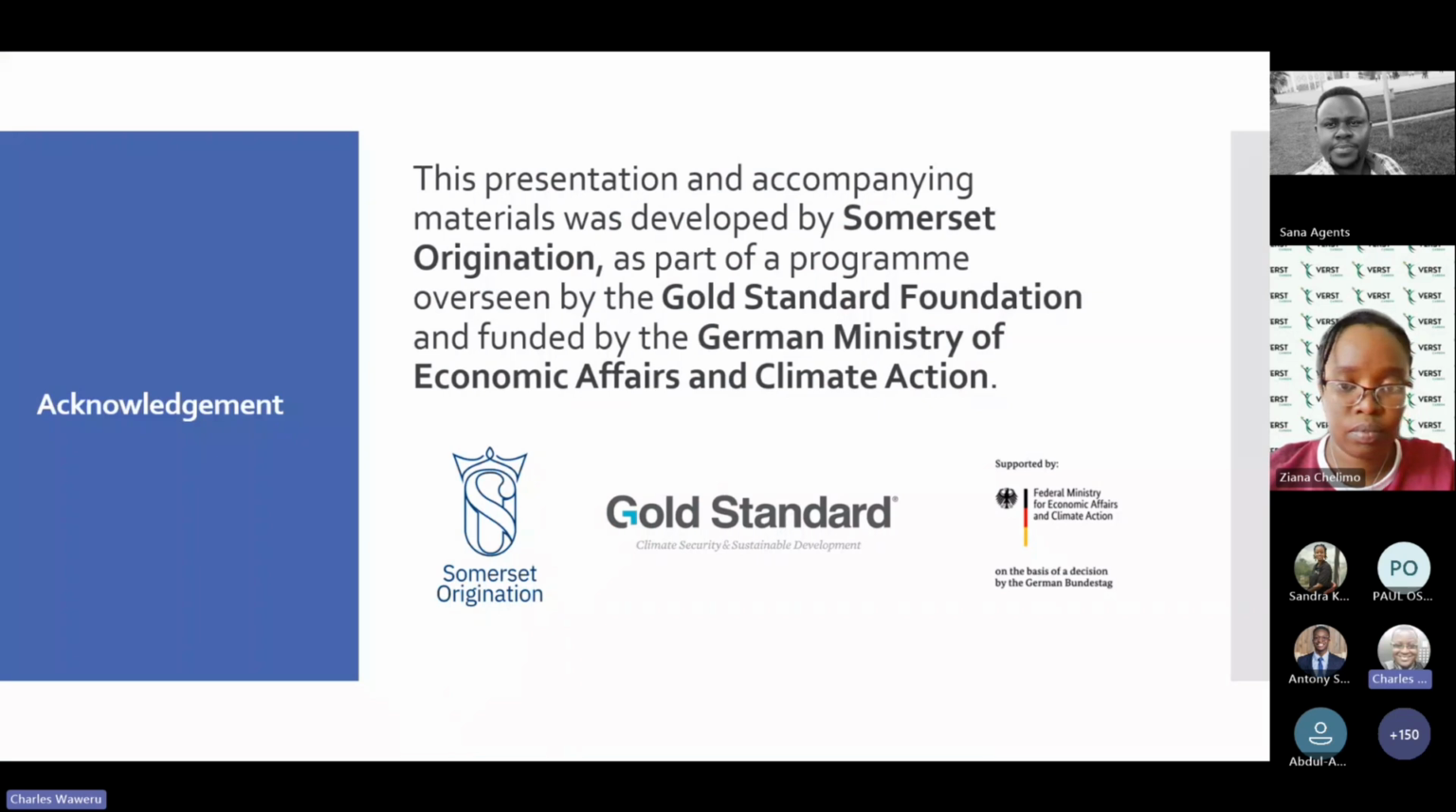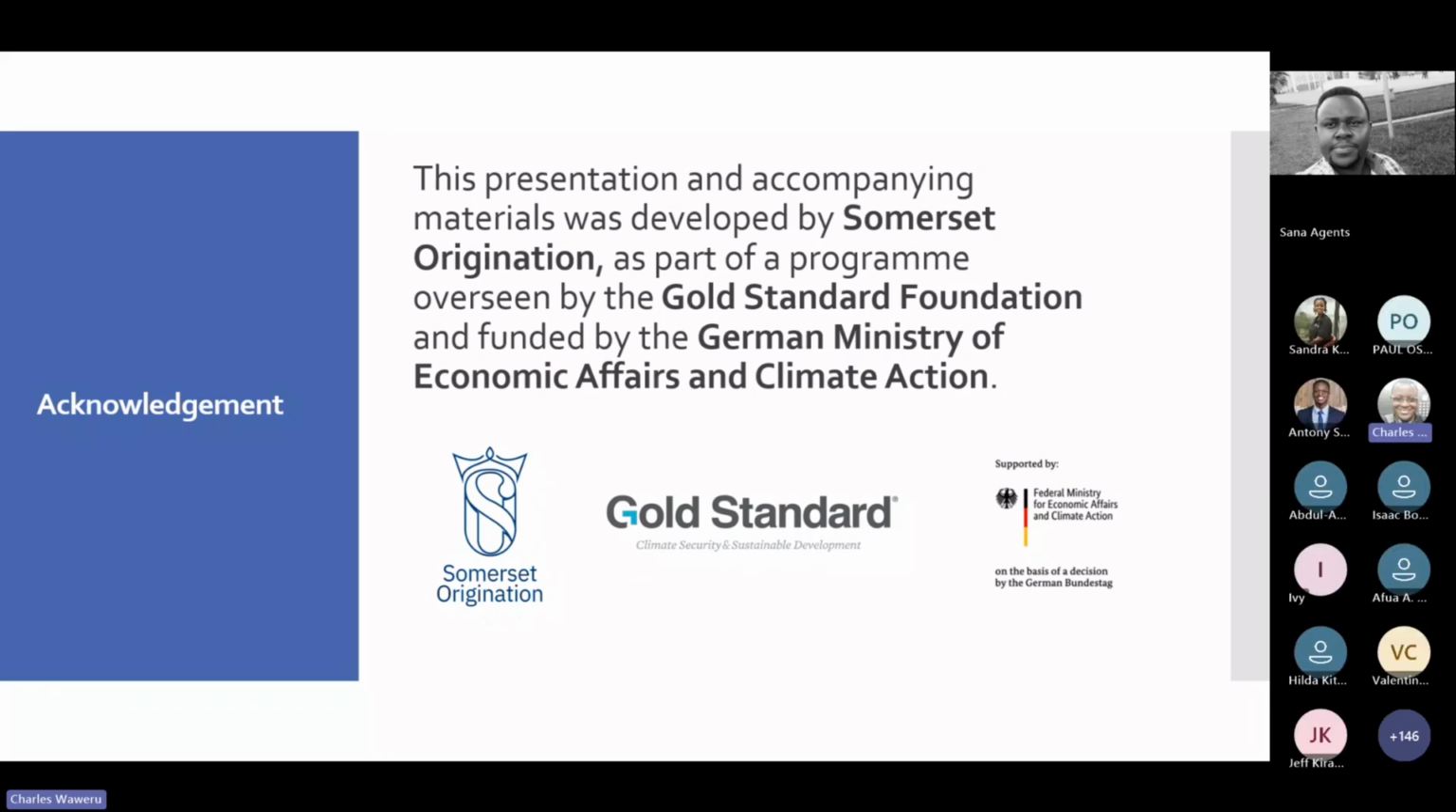This presentation and the accompanying materials were developed by Somerset Origination as part of a program overseen by the Gold Standard Foundation and funded by the German Ministry of Economic Affairs and Climate Action. We as Verst Carbon are one of 7 companies who are part of the program. We participated in designing the slides and the content, and now we are participating in the delivery.